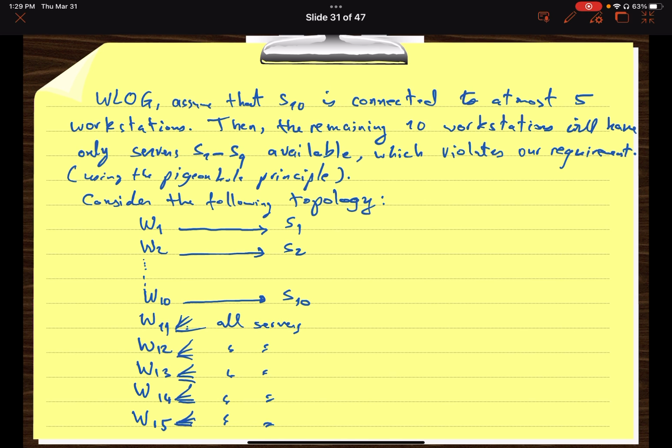The workstation connected to the servers, then the server connected to the... When I want to do the connections, I will always start by connecting from W1 to W10. Right? For example, assume that I want to have from W6 to W15. These are 10 workstations. How do I start my assignment? W6 S6, W7 S7, W8 S8, W9 S9, because I don't have any choice in the first 5. And the rest, I can just assign them randomly to the rest.